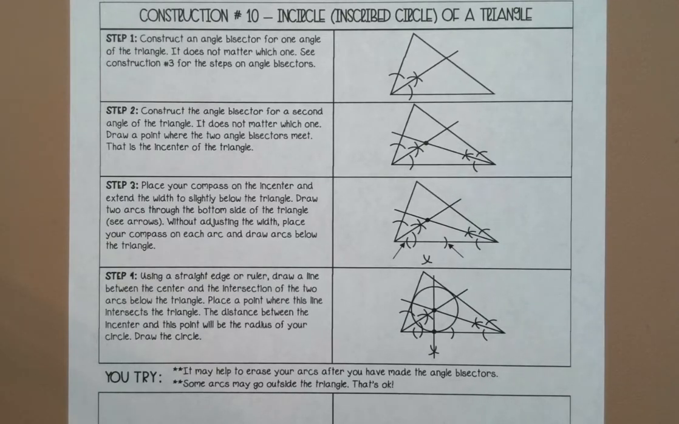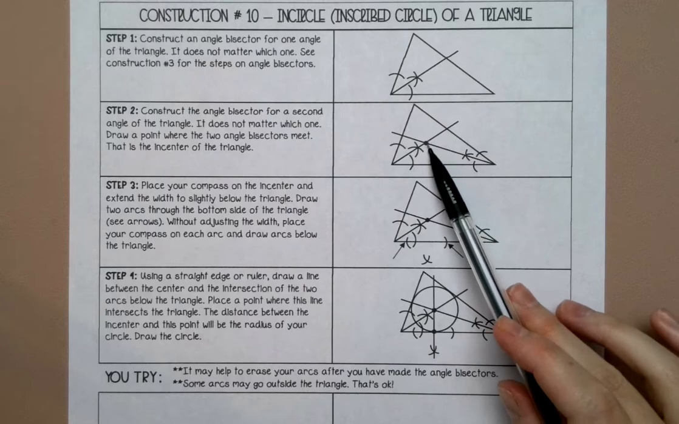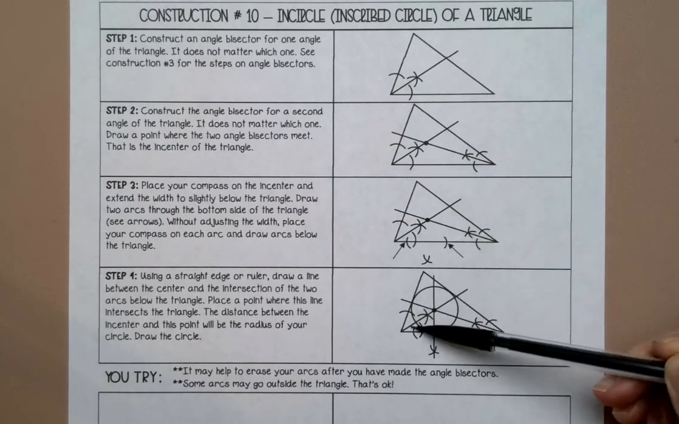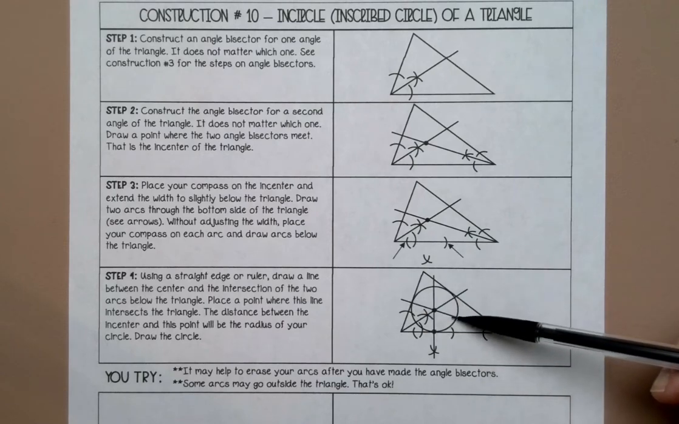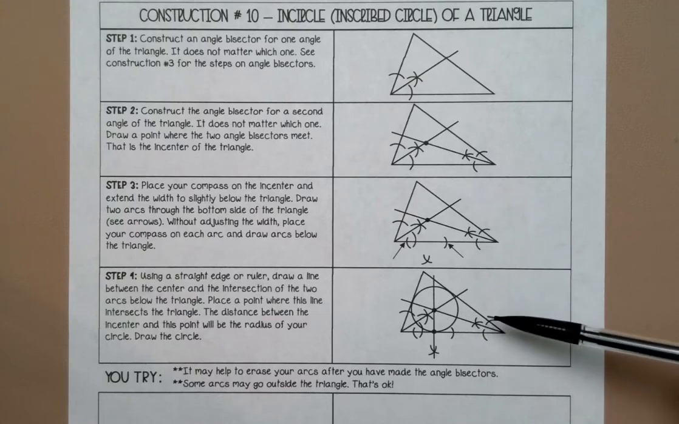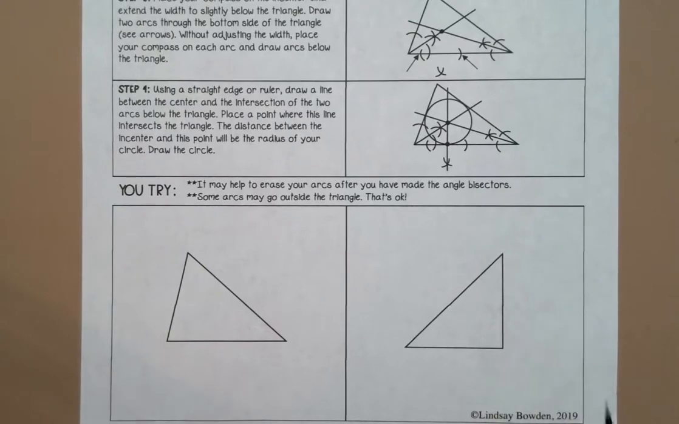Welcome to this video on constructing an incircle of a triangle. An incircle is where you find the incenter, and that's the center of a circle that is inscribed in the triangle. Now this is the most complicated of the constructions, so instead of trying to read through all this, I'm just going to show you the example and you can follow along.